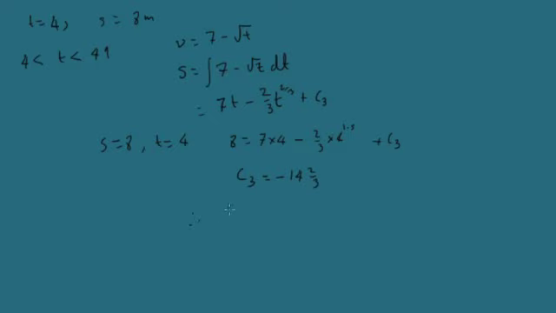Therefore, on the last part of the motion, the equation for the displacement is 7t minus 2/3 t to the power 1.5 minus 14 2/3. So at t equals 49 seconds, slotting that in, we'll get a distance of 99 2/3 meters.